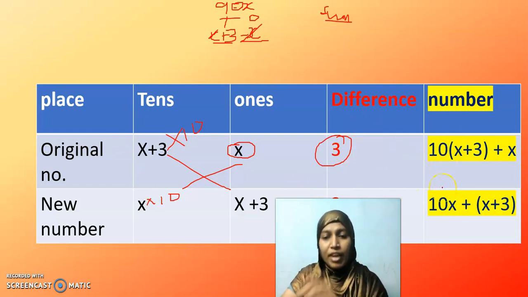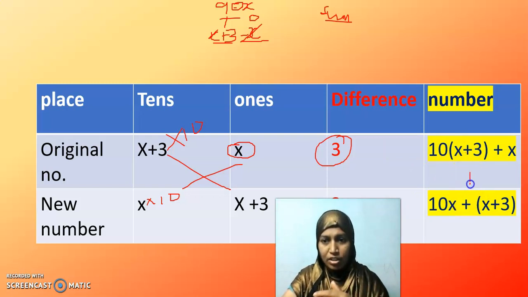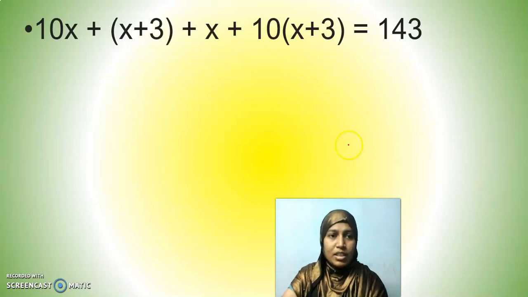And what was the final condition they gave us? If I add that original number and new number, I will get 143. This is the final condition they gave us. So I am writing, see here, 10 into x plus 3. This is the new number. This is the new number.